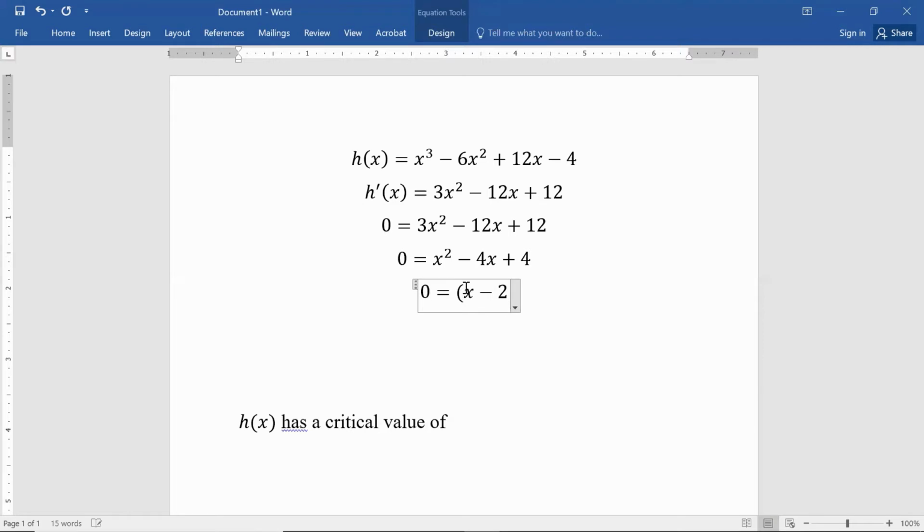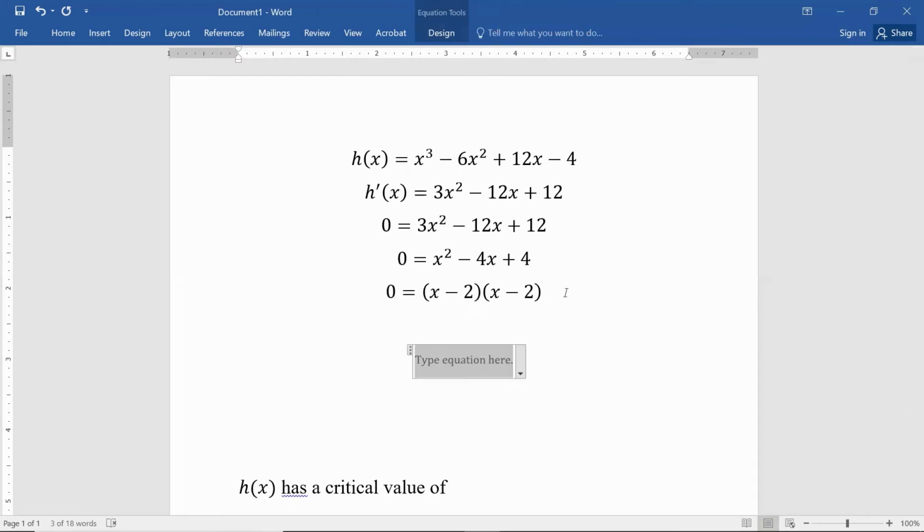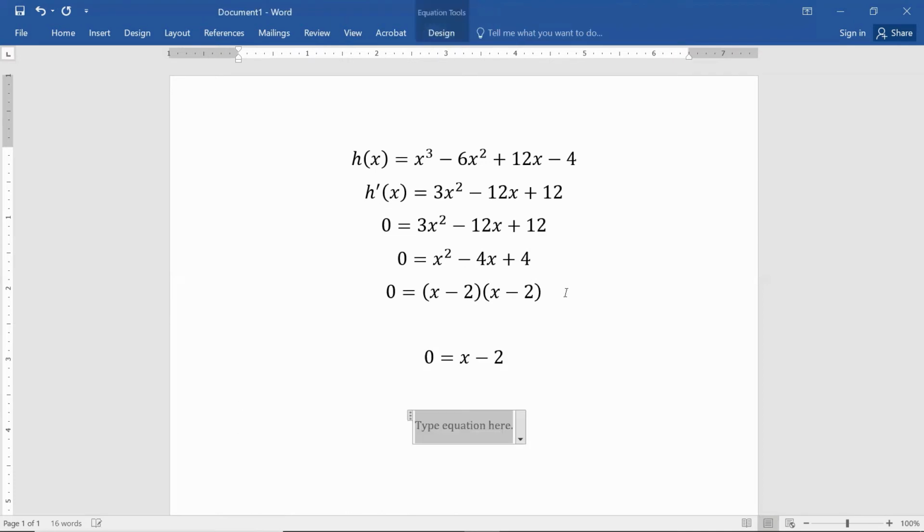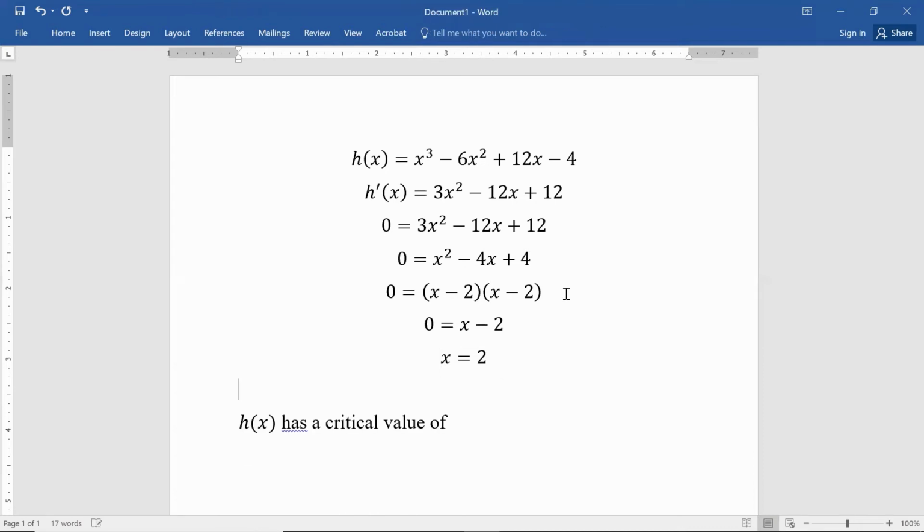You get x minus 2 times x minus 2 is equal to 0. In other words, x minus 2 has to be 0, or x minus 2 has to be 0. I don't have to write the equation twice if I know it's going to produce the same answer. In this situation, we got x equals 2. So I took the derivative, set it equal to 0, solve for x.